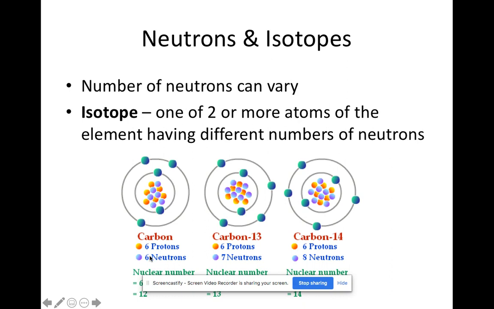However, there are different isotopes of carbon. It can have 6 neutrons, which is the most common form. It can be carbon-13, which means that it has 7 neutrons here, or carbon-14, which means that it has 8 neutrons here. So what you're changing is the number of neutrons in the nucleus. The number of protons stays the same. Remember, that gives our atom its identity.